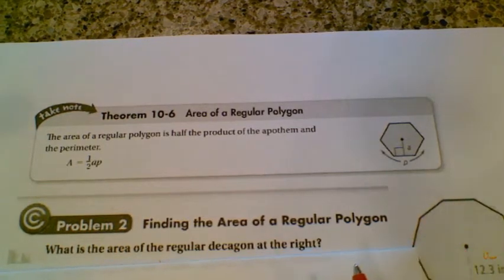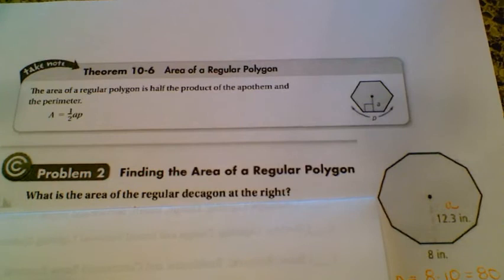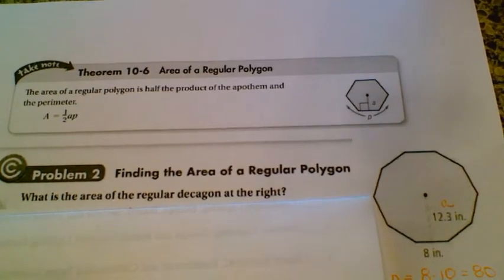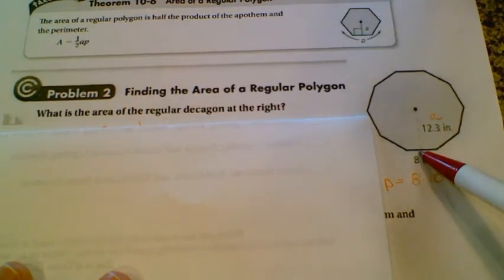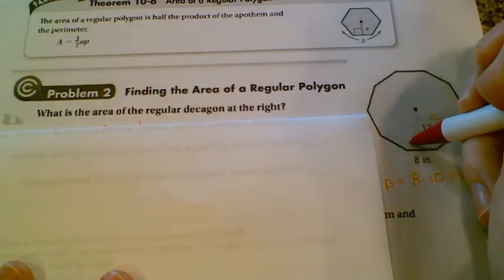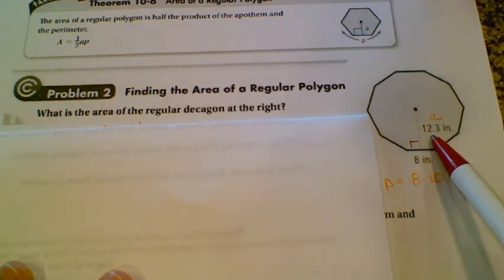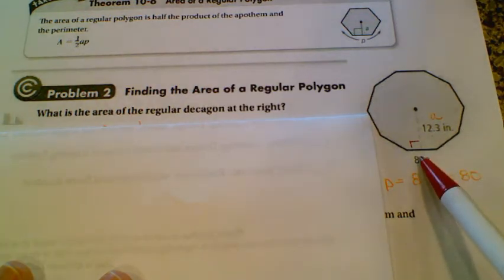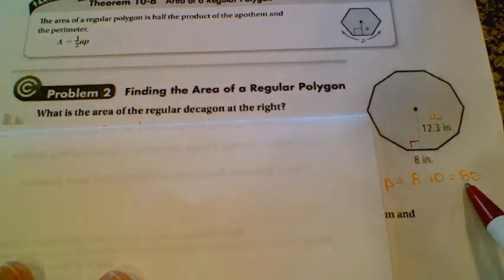Okay, so here is my first picture. It's giving me a regular decagon. A decagon is going to be 10 sides. So I need to know the length of my apothem. Well, they gave it to me in my picture. It's hard to tell because this should say 90-degree angle there. So they already gave me my apothem, which is 12.3. I can find my perimeter very easily as long as they give me a side length. Since they gave me this side as 8, I just took 8 times 10, or added up 8 ten times, and so your perimeter should be 80.